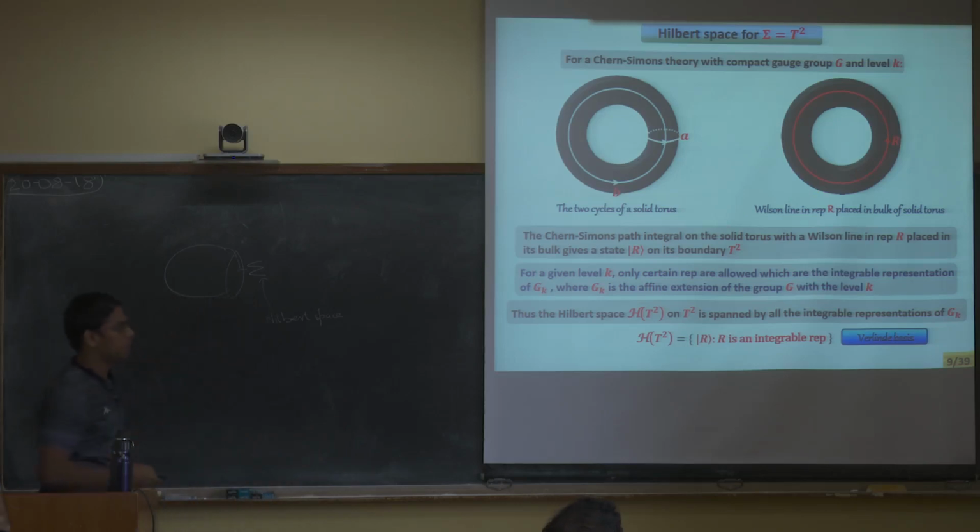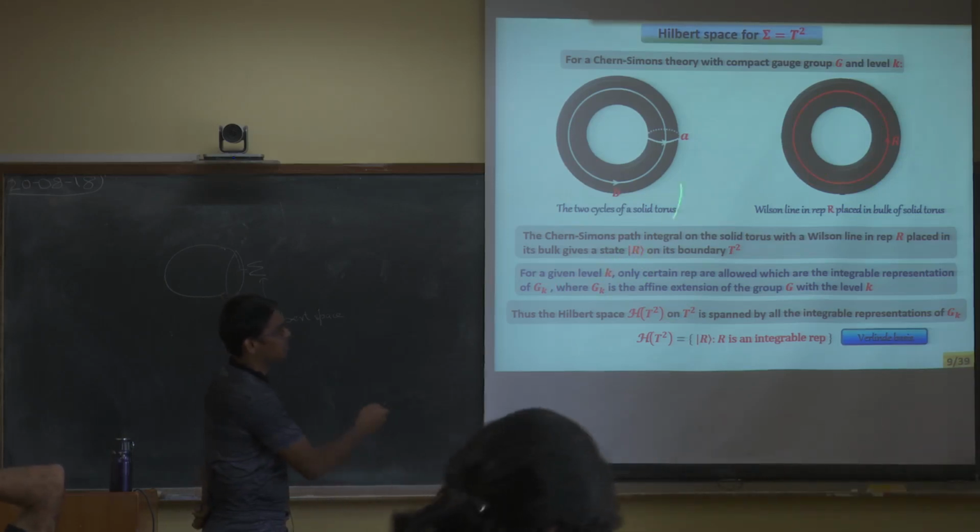So this is the result of Witten, that if we put a Wilson line in the bulk of the solid torus running parallel to this B cycle in representation R, then the Chern-Simons path integral will give a state on the boundary T2, which let's say is denoted by some R.